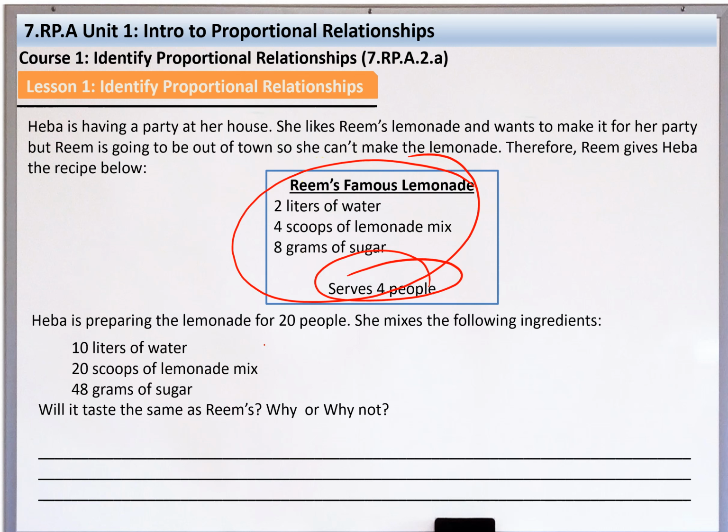But Heba's preparing lemonade for 20 people. She mixes the following ingredients: 10 liters of water, 20 scoops lemonade mix, and 48 grams of sugar. Will it taste the same as Reem's? Why or why not?